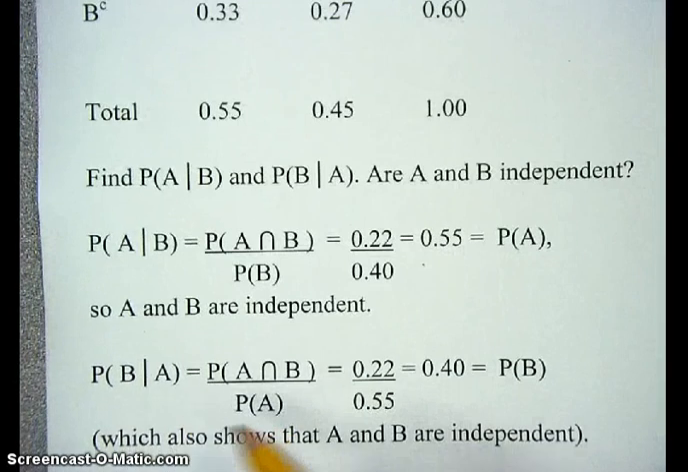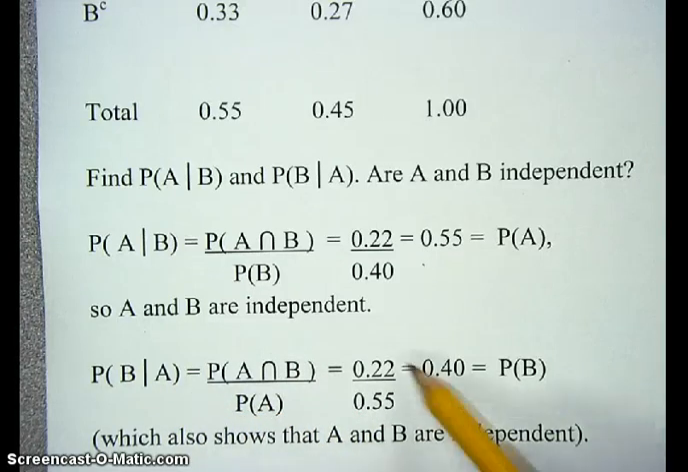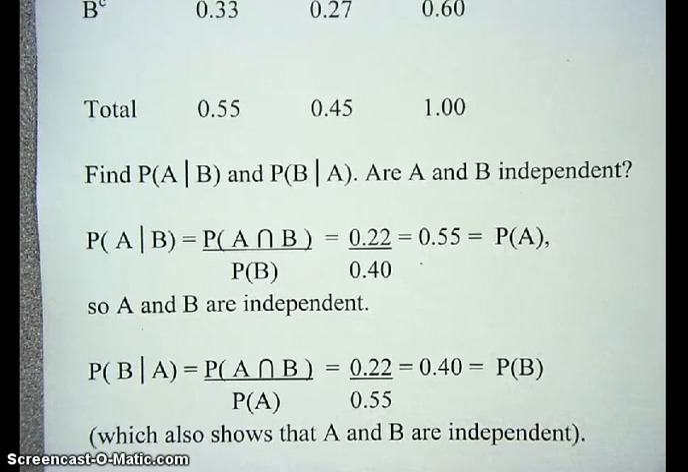The probability of B given A is probability of A and B divided by the probability of A. Remember, the condition goes underneath. And that's 0.22 divided by 0.55, which is 0.4. And it's the same as the probability of B. And that also shows that A and B are independent.